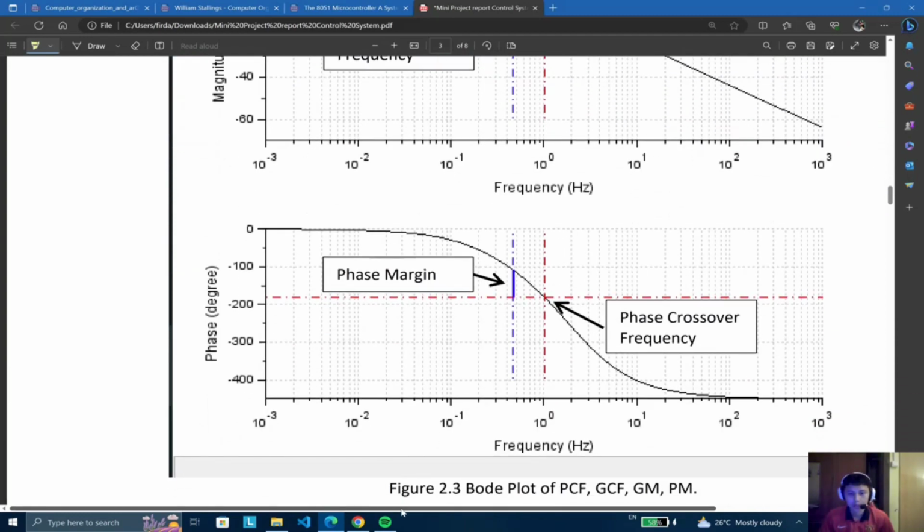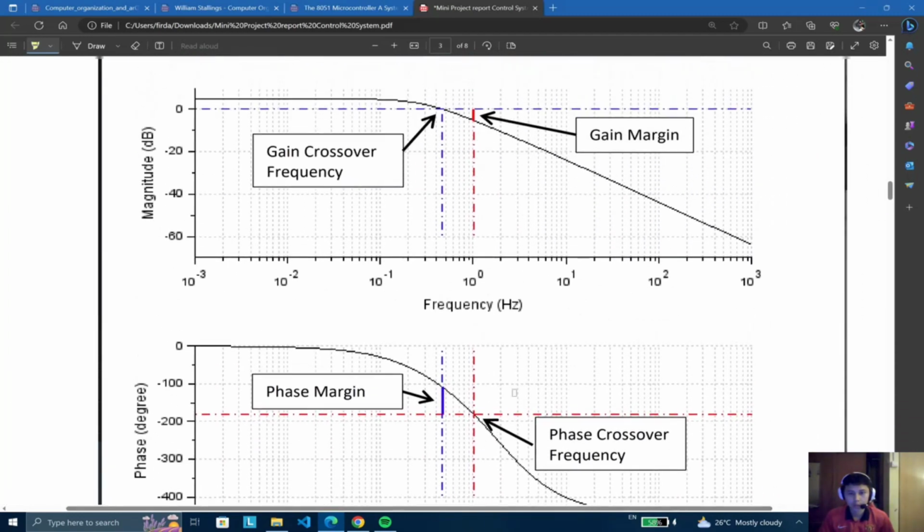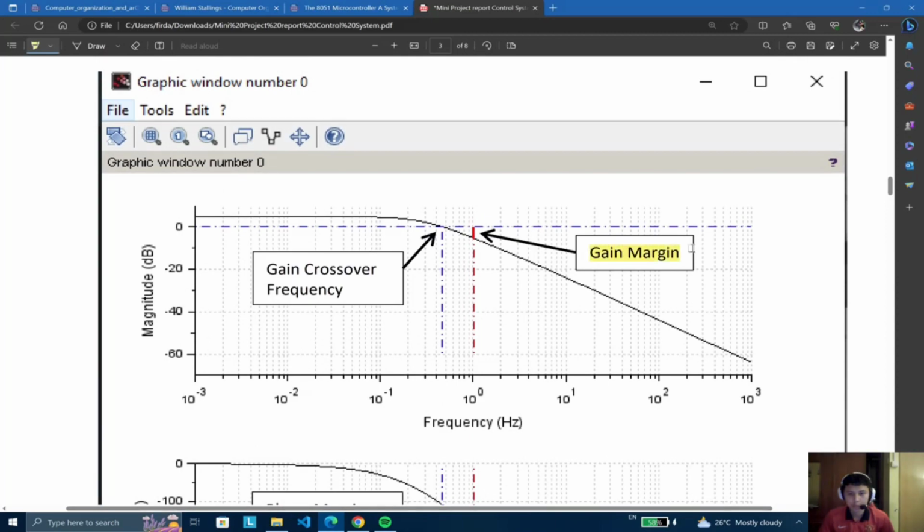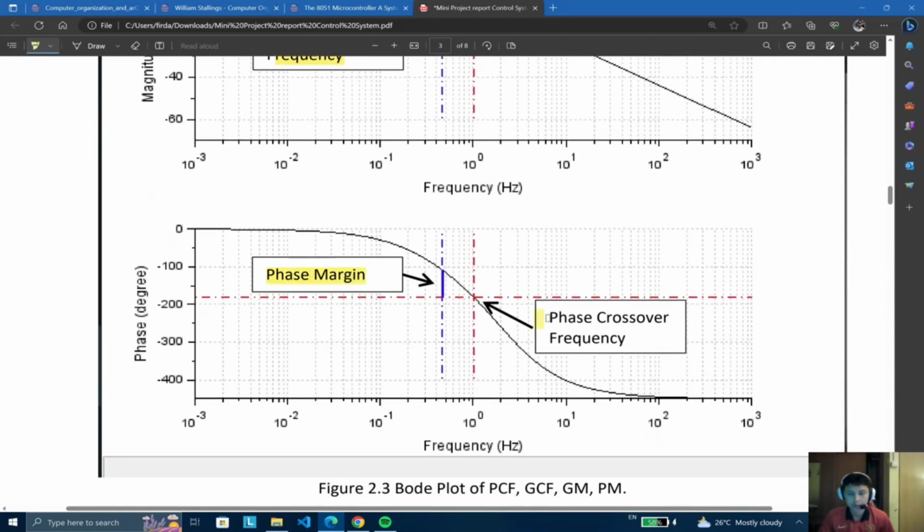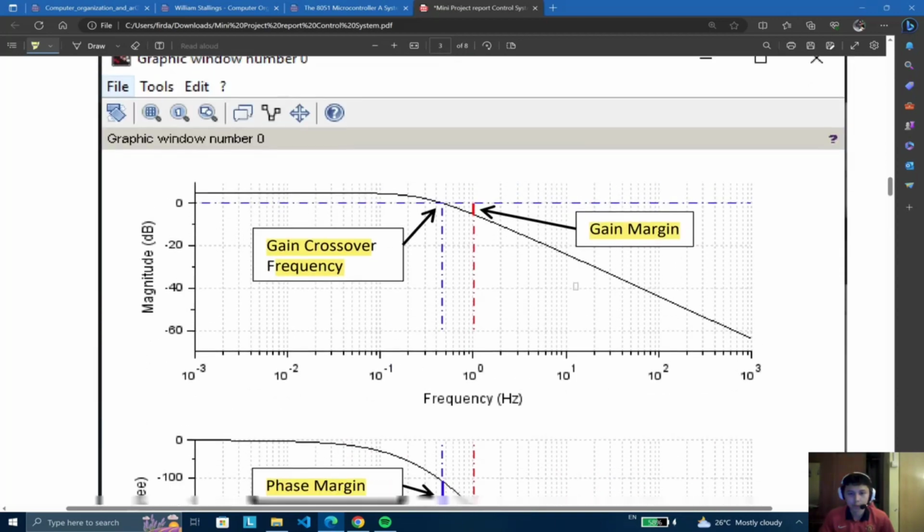Next, we can also know the gain margin, gain crossover frequency, phase margin, and phase crossover frequency from the plot.